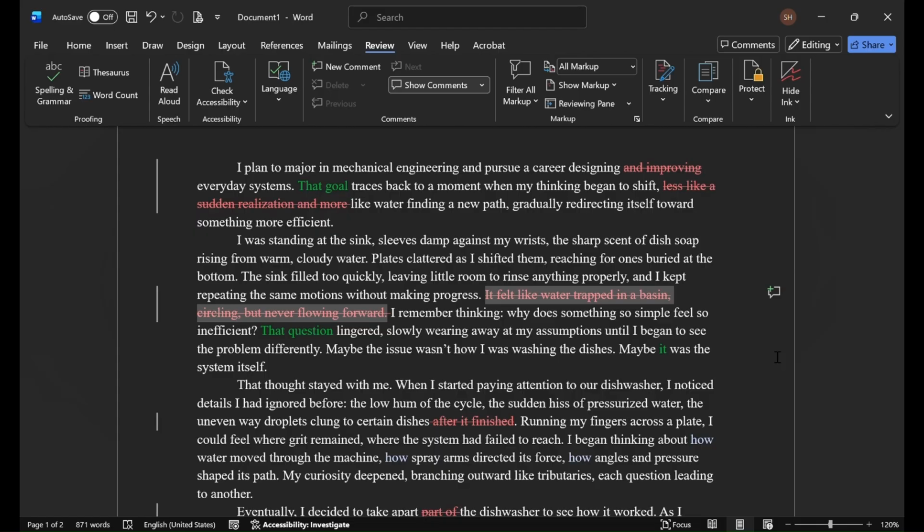And so we get this description of the moment at the sink washing dishes. And so we just came from a water metaphor, and then now we're going into literally a memory that involves water. And then we're going to get more water metaphors later. So within literally talking about water, we get this simile here: it felt like water trapped in a basin. That's definitely a little redundant and a little bit confusing, because that's essentially literally what's going on: water's trapped in a basin, a sink. So I wanted to get rid of that.